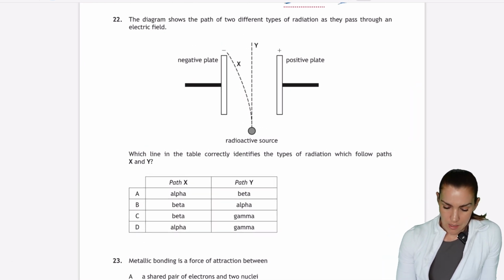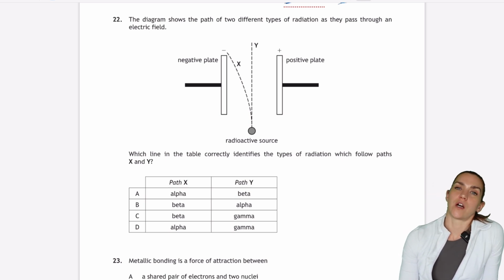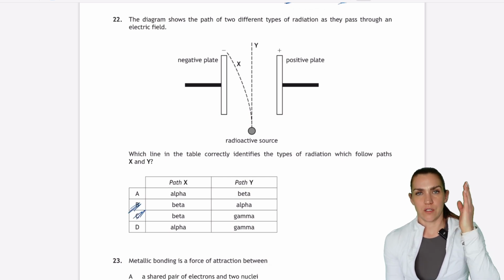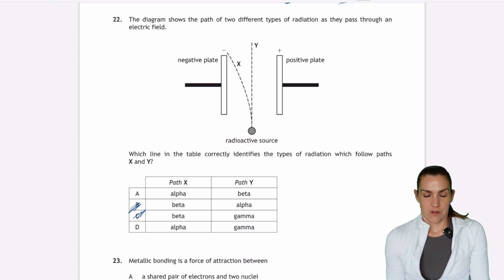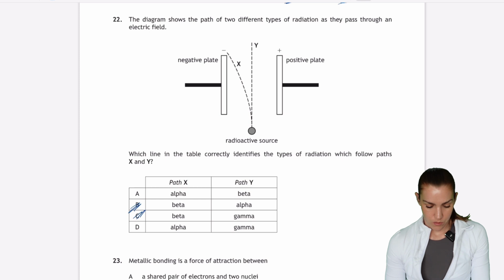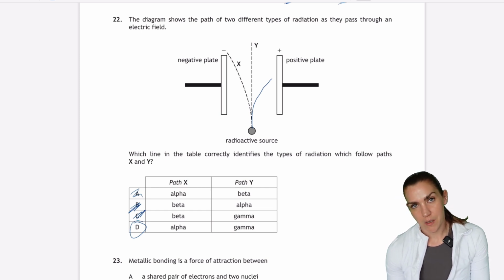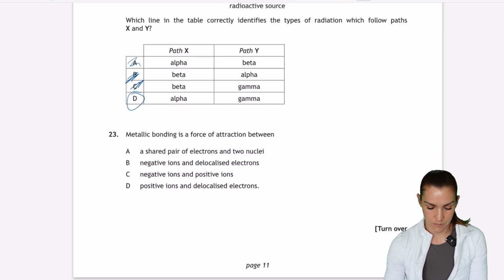Then you've got to identify which types of radiation are being shown by X and Y. So X is going towards the negative plate, which means it must be positively charged because opposites attract. And the positively charged radiation is alpha. So that means not B or C. Y goes directly through the middle and is not affected by either charged plate, which means it itself doesn't have a charge. And the radiation that doesn't have a charge is gamma. So the answer must be D. If you had a particle going towards the positive plate, then that would be a negative particle, and that would be the beta radiation because it's the electron, negative electron.